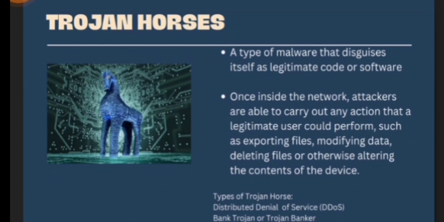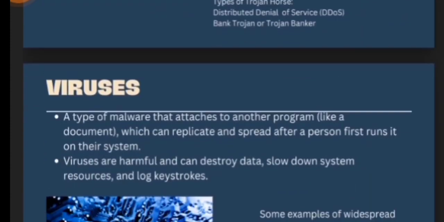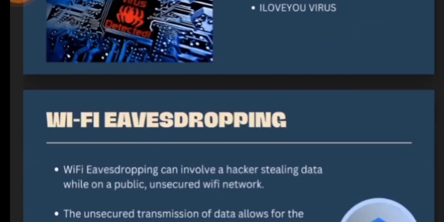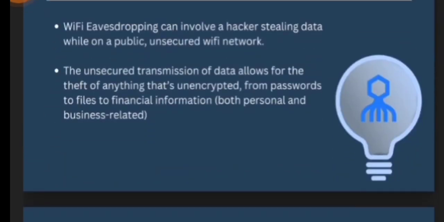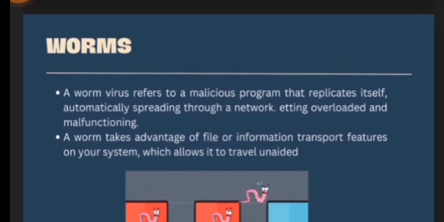Trojan Horses, a type of malware that disguises itself as a legitimate code or software. Viruses, a type of malware that attaches to another program like a document, which can replicate and spread after a person first runs it in their system. Wi-Fi eavesdropping can involve hackers stealing data on a public and unsecured Wi-Fi network. Worms refers to a malicious program that replicates itself automatically, spreading through a network, leaving it overloaded and malfunctioning.